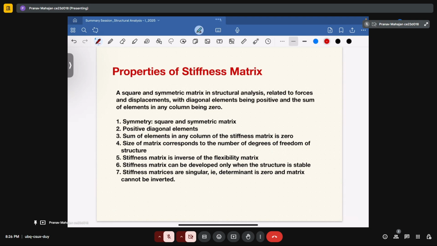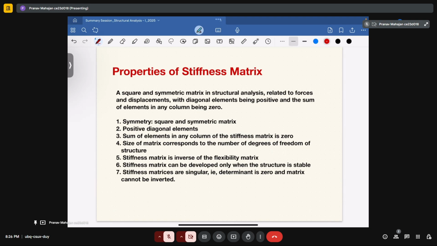Now it is having different properties. First, it is square and symmetric. Second, it is having positive diagonal elements. Third, the sum of elements in any column is equal to 0. Fourth, the size of the matrix will depend upon the number of degrees of freedom of the structure.